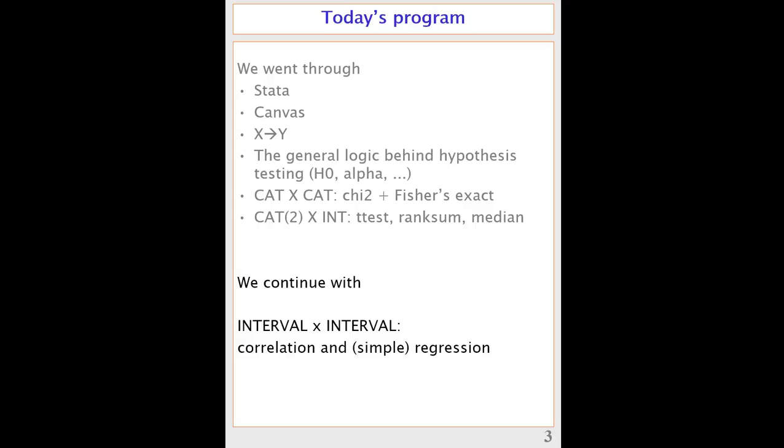1 categorical variable, 2 categories with an interval variable, also fine. That's a t-test or a rank sum or a median test if the t-test is not possible here. And the continuation in interval by interval. I have 2 variables here, one that is interval and another one that is interval too. And that ends up being correlation and simple regression.